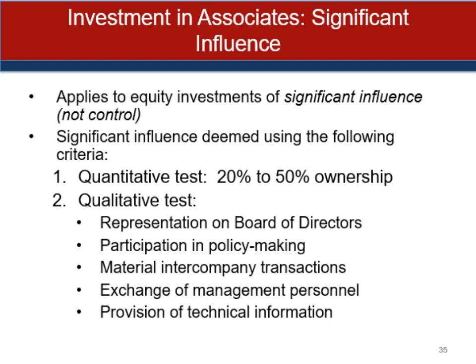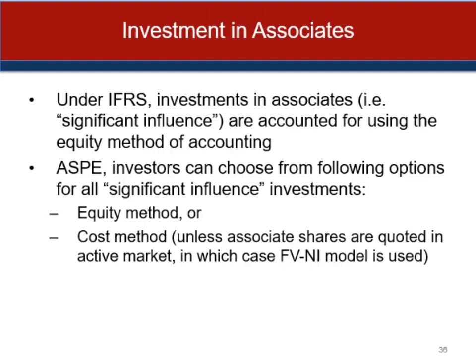So we start with the test of ownership. 20% to 50% is presumably significant influence, and then we would assume if there's more on the qualitative list, that would tend to increase the influence. If we've got a majority on the board of directors, even if we've got less than 50% ownership, that might indicate control, for example. So when the investor can exercise significant influence over operating and financial policies of the investee company, they're considered to have significant influence, and the investor is required to account for the investment using the equity method, which we'll discuss at length in 401.